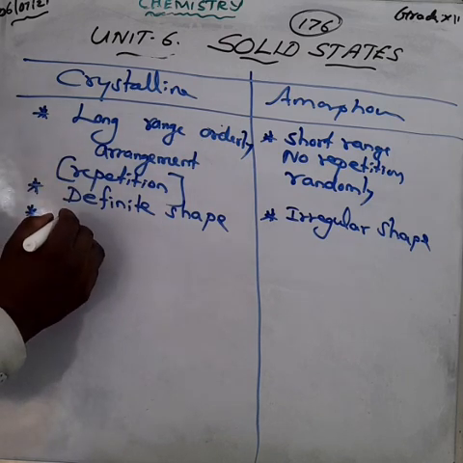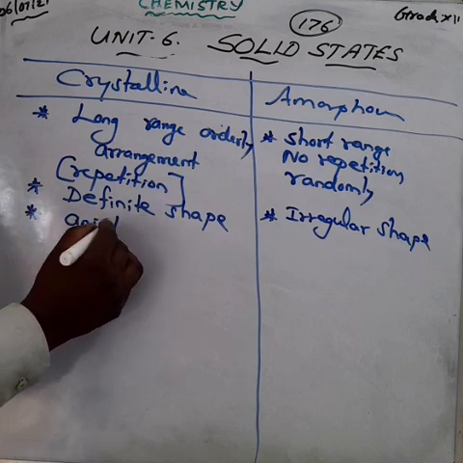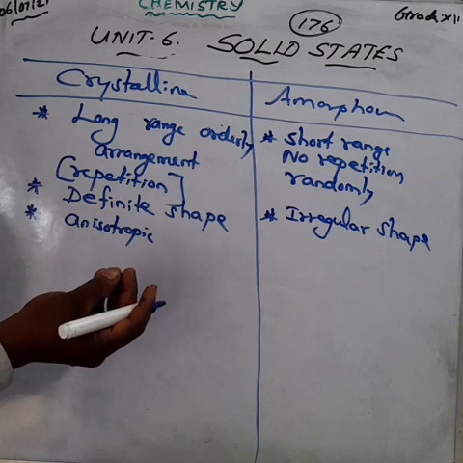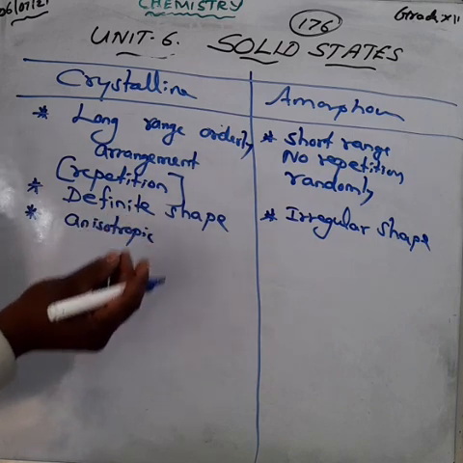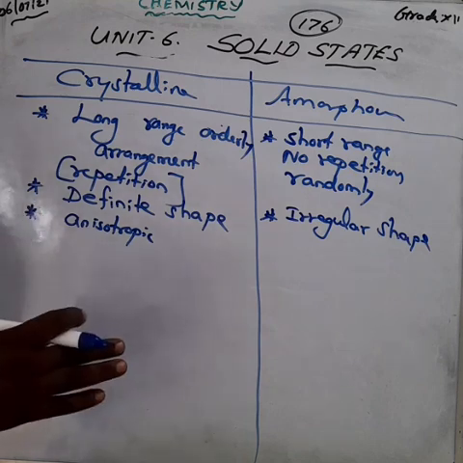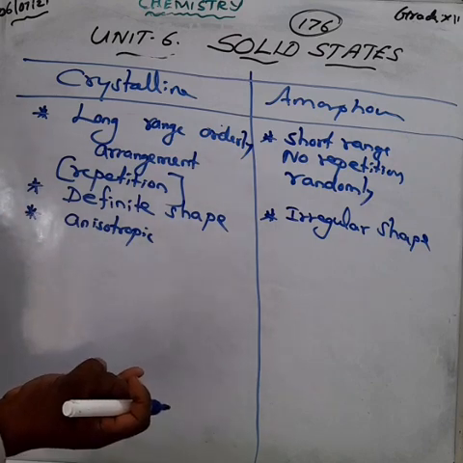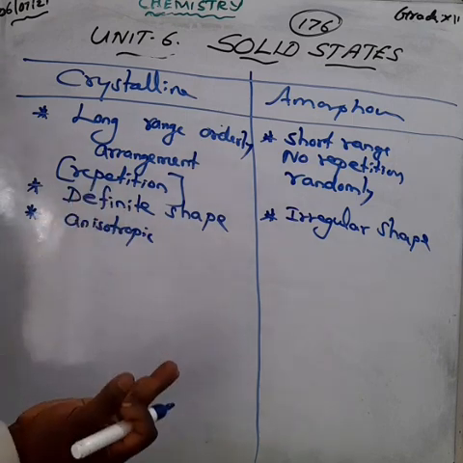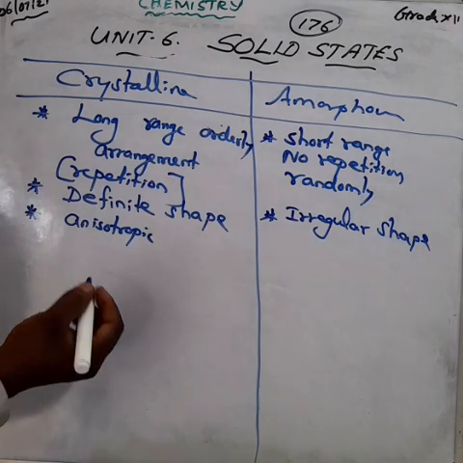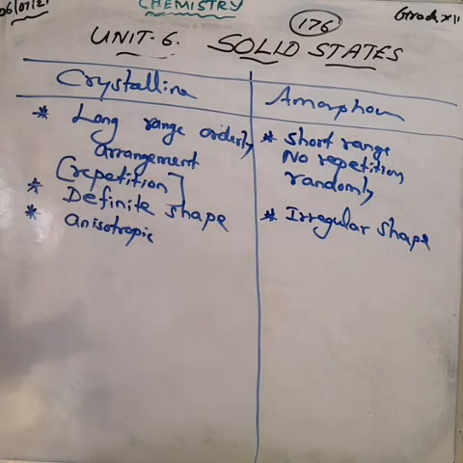Next, third point: crystalline solids are anisotropic in nature. What does that mean? Anisotropic means a substance whose physical properties, such as thermal conductivity, refractive index and electrical conductance, have different values when measured in different directions. We can discuss more points on anisotropy in the next class.